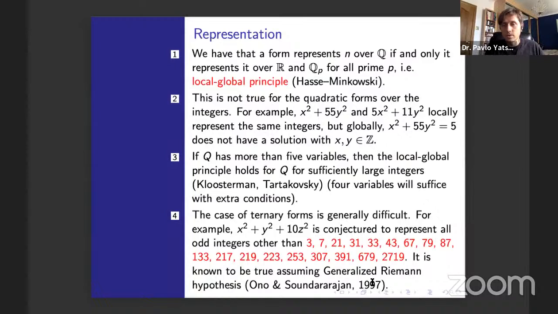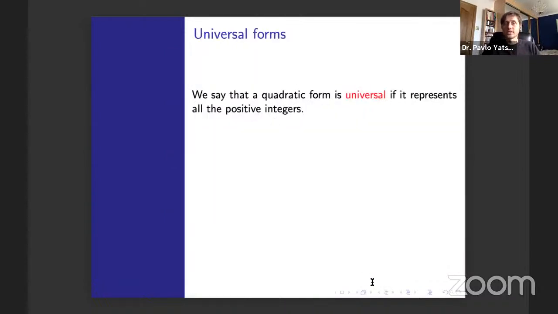What I want to talk about today is universal forms. We say a quadratic form is universal if it represents all natural numbers. An example of this is the ternary form x squared minus y squared minus d z squared, where d is not divisible by 4. This form is also indefinite, and we say the form is indefinite when the corresponding matrix is indefinite.